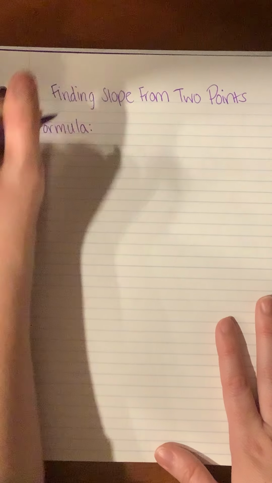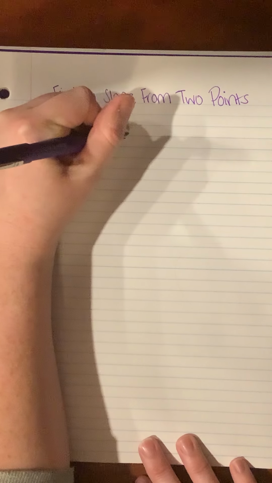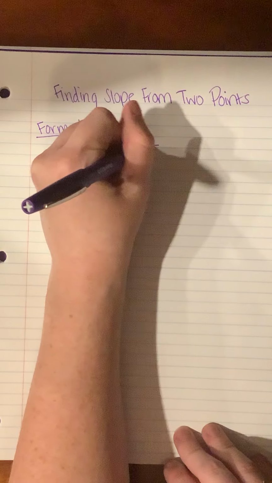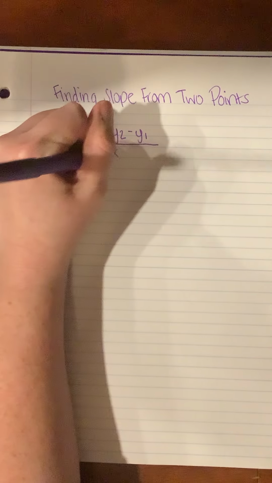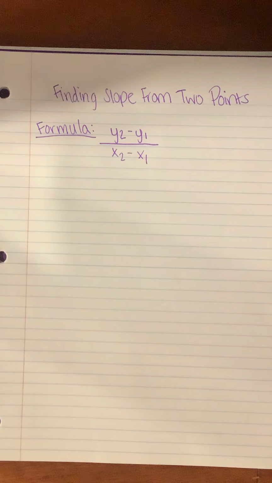So your formula is y2 minus y1. And we're going to write that fraction line. So over x2 minus x1. Okay, so now that we have the formula, let's talk about points.